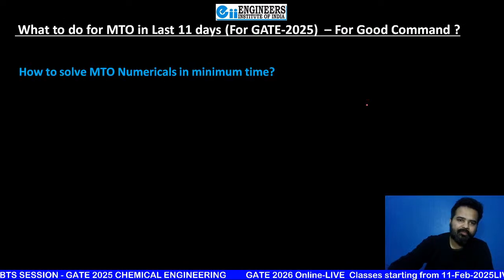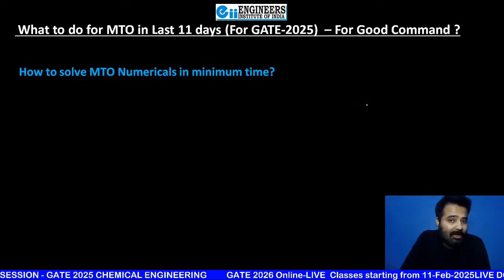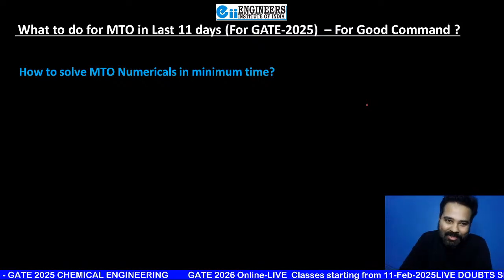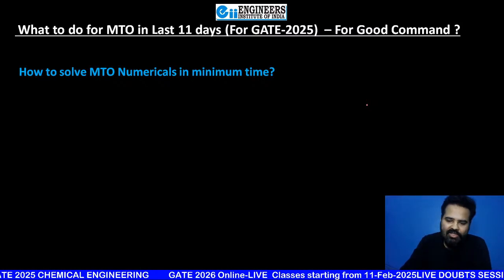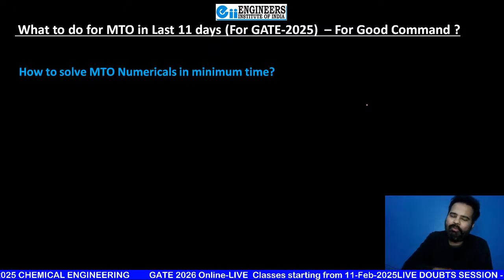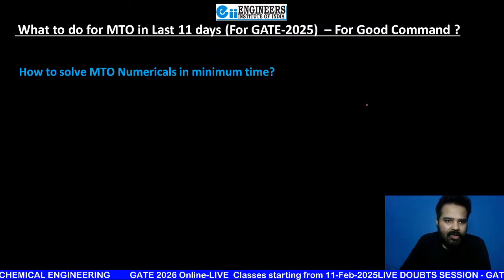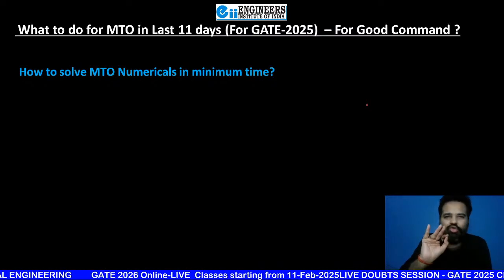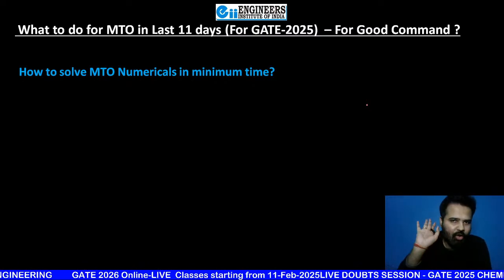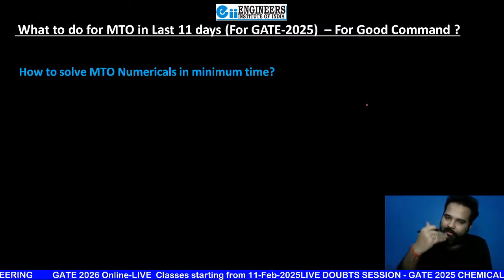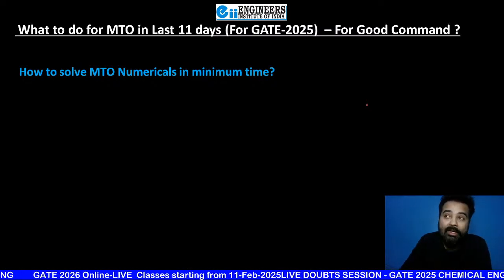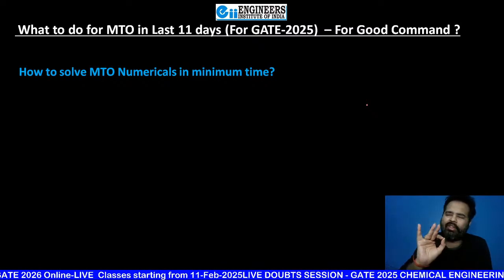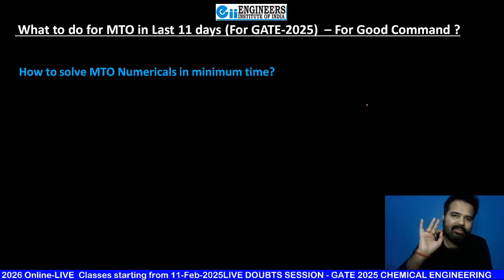Yeah, beta. See, what to do for mass transfer operation in the last 11 days, that is, for GATE 2025, for good command on mass transfer operation. How to solve MTO numericals in minimum time. I will share a few details like this, then I will share a few important numericals with the fastest technique. Then after this slide you can also ask your doubts. I will take 4 to 5 minutes, and after that you can ask doubts of mass transfer operation. You can suggest any topic which you find difficult in this subject, and my promise, beta, any topic I am able to give you command on in a maximum of approximately 5 minutes.